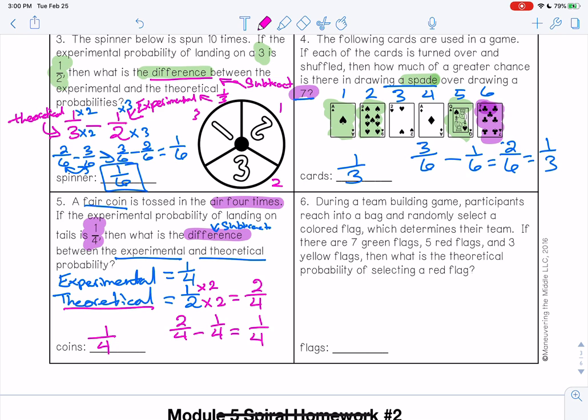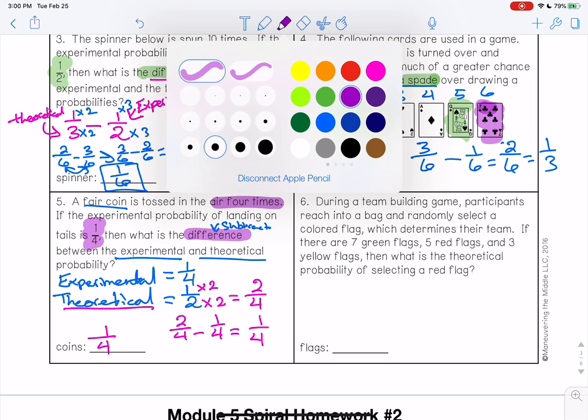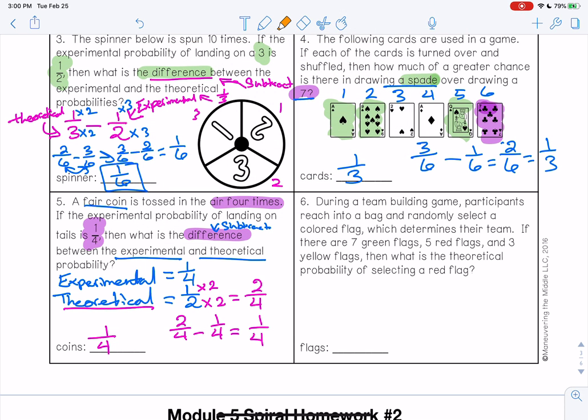All right, number 6. During a team building game, participants reached into a bag and randomly selected a colored flag, which determines their team. Go ahead and get a color running. If there are 7 green, 5 red, and 3 yellow, what's the theoretical probability of selecting a red flag?